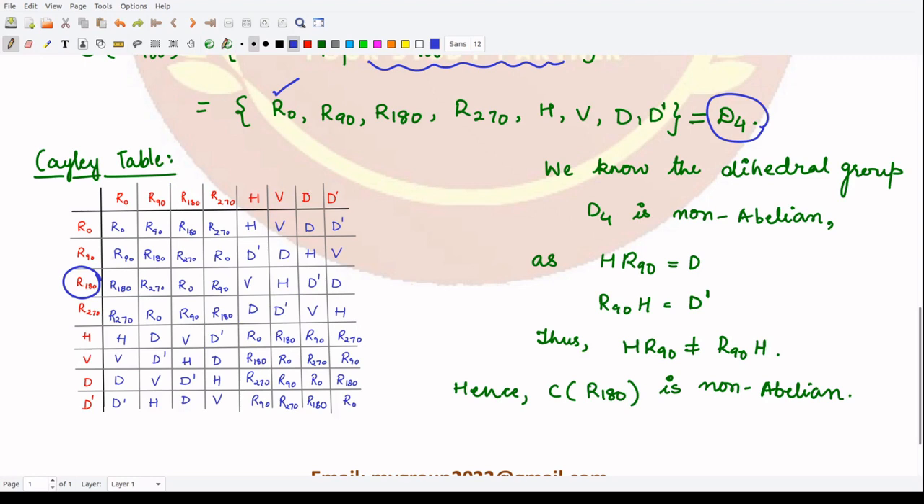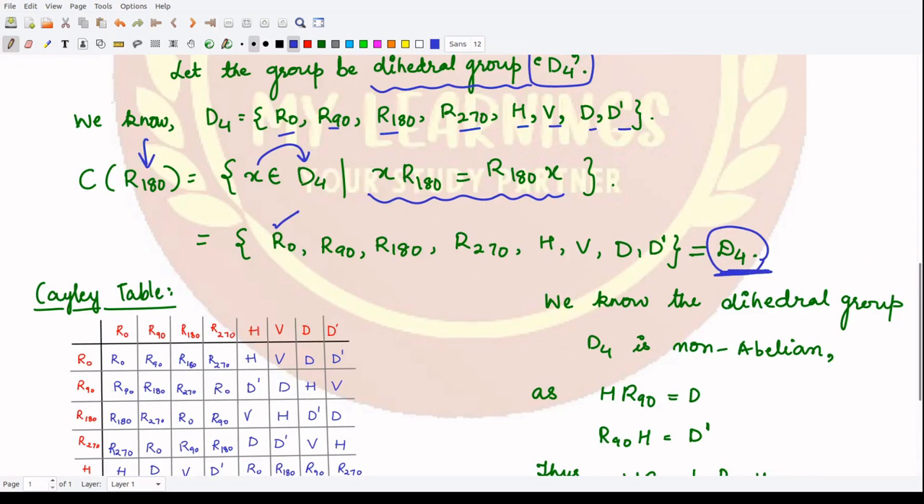What about R180 with D? R180 with D is D dash, and D with R180 is again D dash. So the same. And the last one is R180 with D dash is D, and D dash with R180 is again D. So you see all the elements here are commuting with R180, hence the centralizer is equal to our group. And we know the nature of this group. This group is non-abelian in nature.